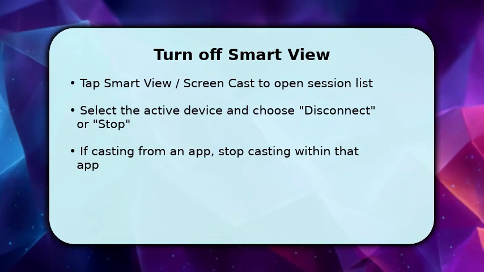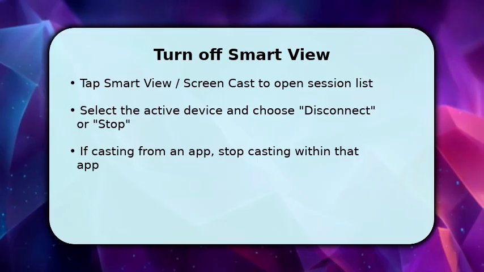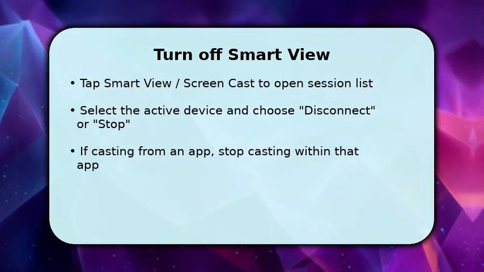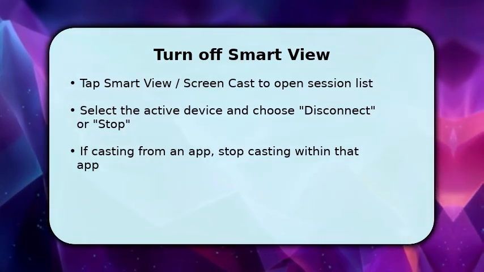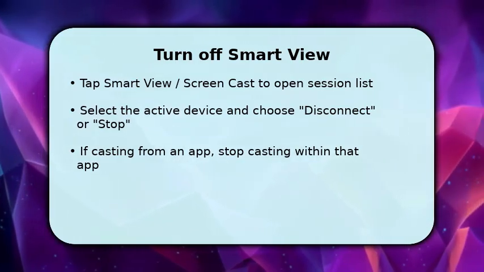Now tap the Smart View or Screencast icon to reveal the current session. This lists the device you're streaming to. Select the active device and choose Disconnect or Stop to end sharing immediately. This severs the cast rather than pausing it.